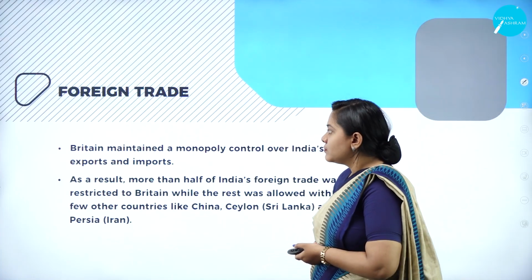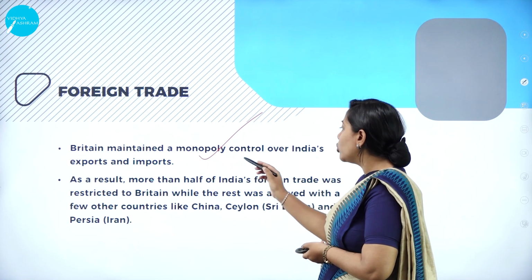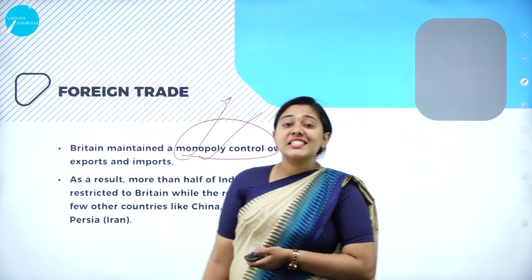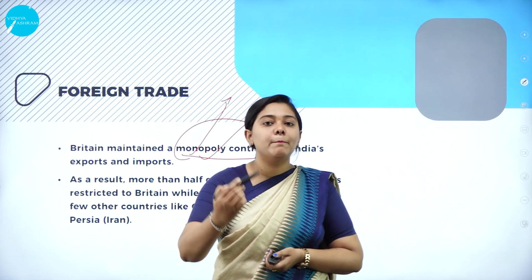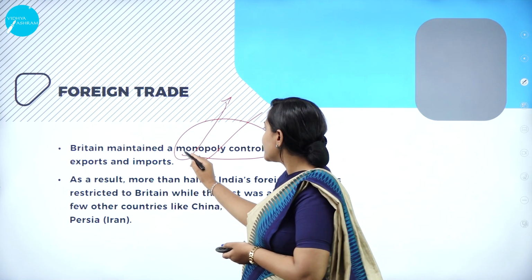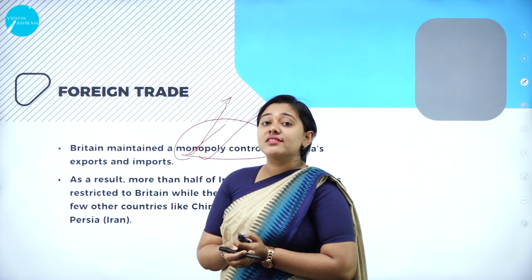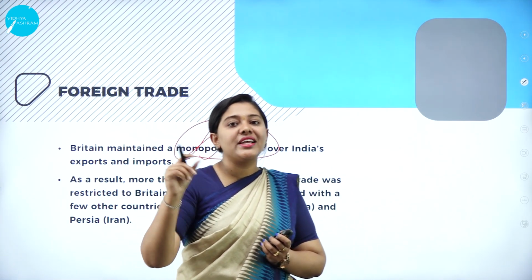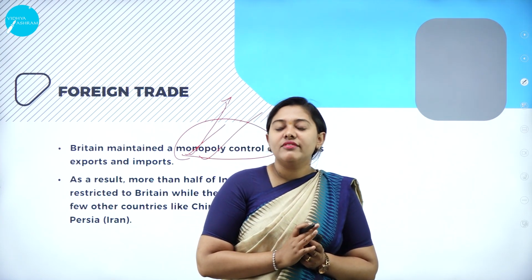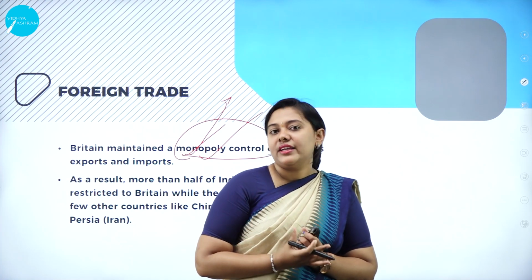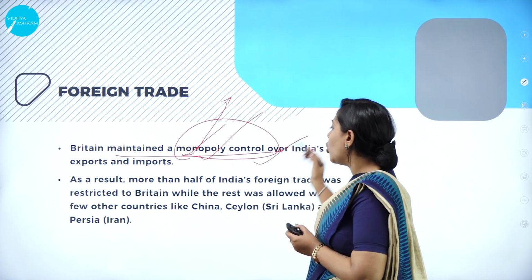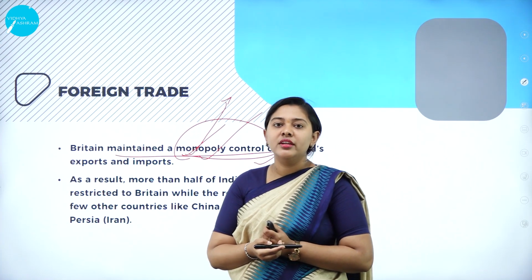Moving forward, Britain maintained a monopoly control. What is this monopoly? Monopoly means single seller, many buyers. Monopoly is a market situation which explains that a single seller will be there and many buyers are there. So Britain maintained a monopoly control over India's export and import.